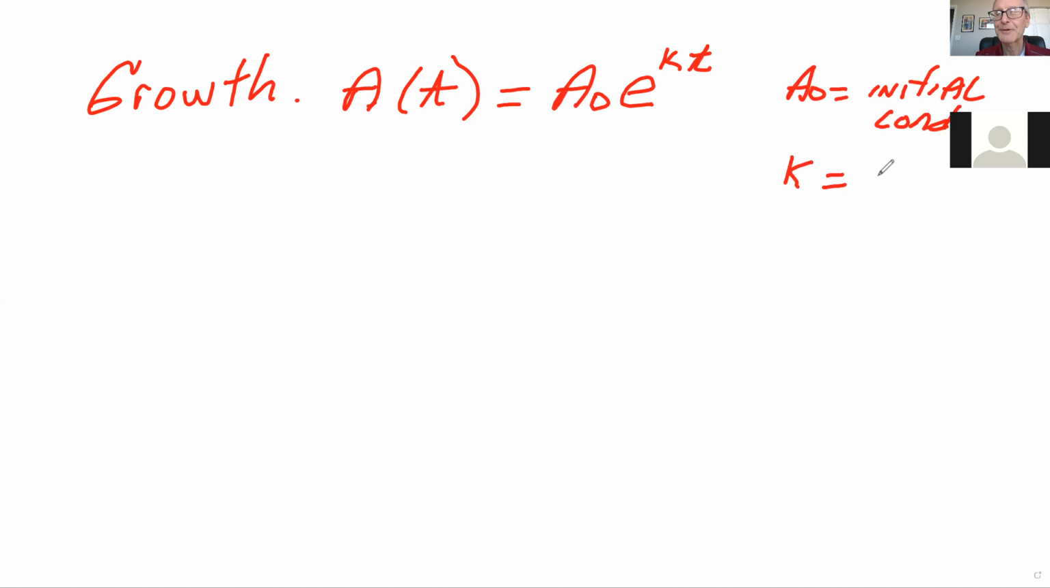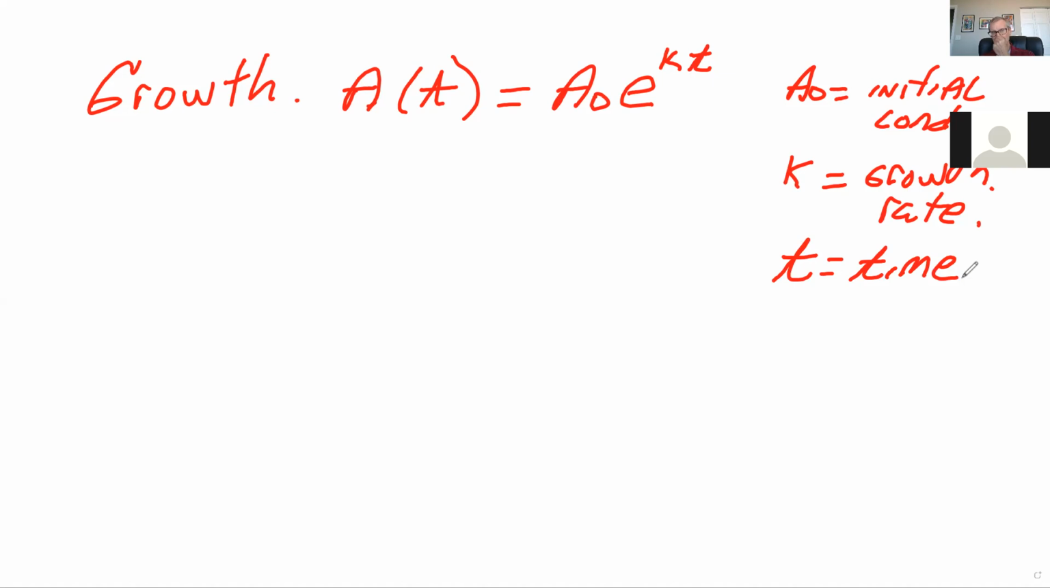K is going to be positive, and it's going to be the growth rate. And T is going to be time. And depending on what we're measuring, as I said, T could be from seconds all the way up to years.